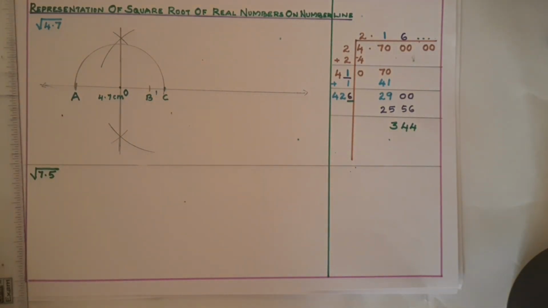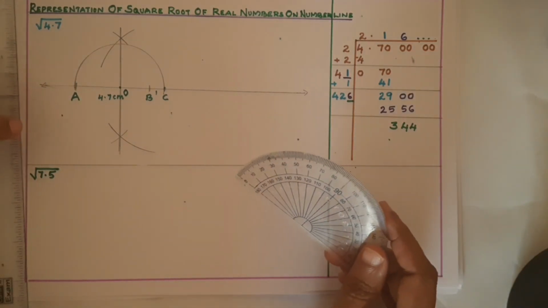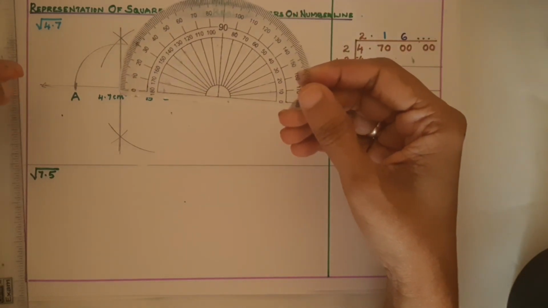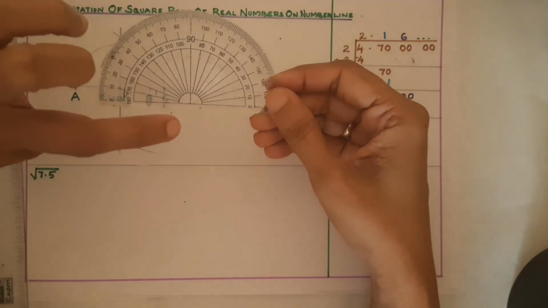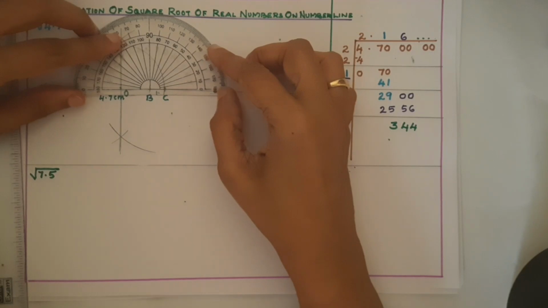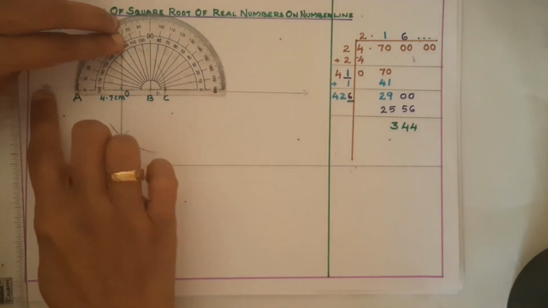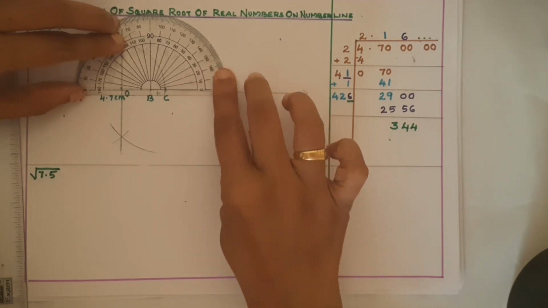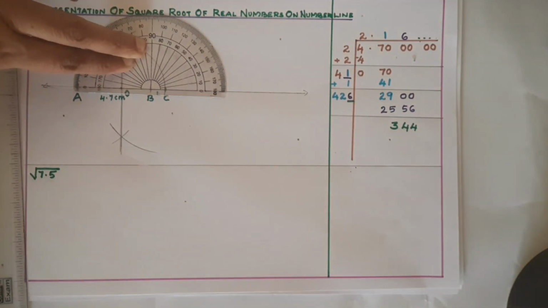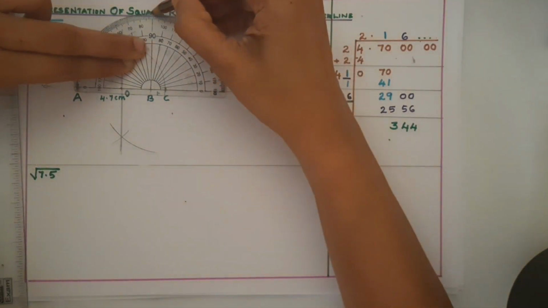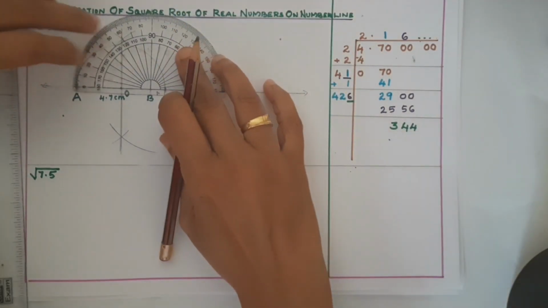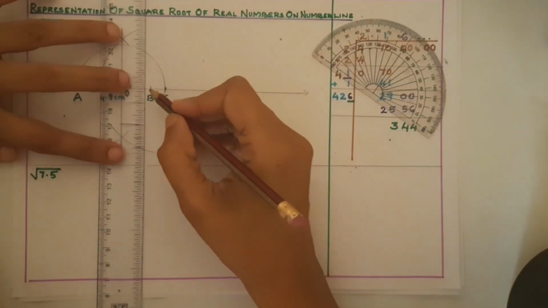Next, what you have to do is take 90 degrees at the point B using a protractor. So we have to fix the center of the protractor at B. Don't forget, at B we have to keep the protractor, and you have to adjust the baseline also. We can mark 90 degrees. So here it is coming 90 degrees. Now we have to draw that 90 degree line from B.